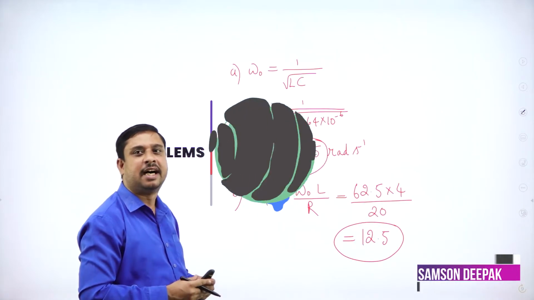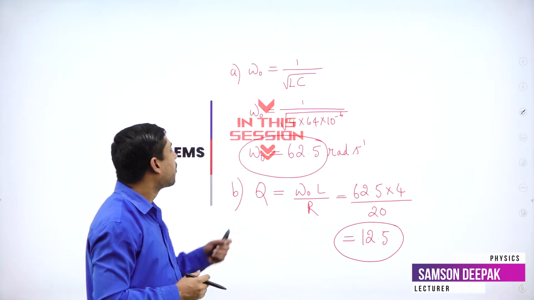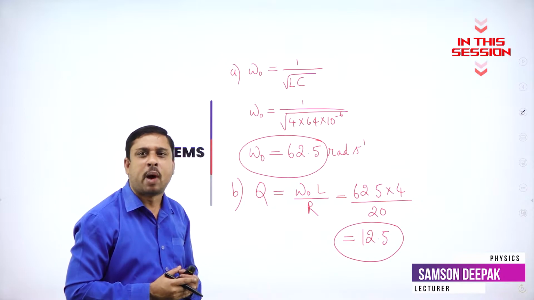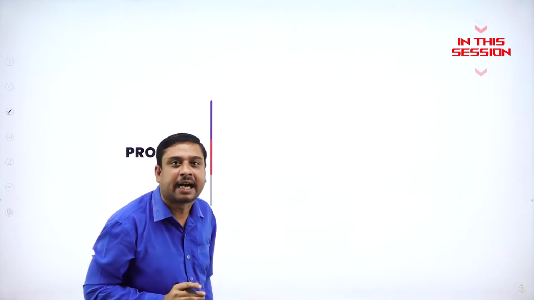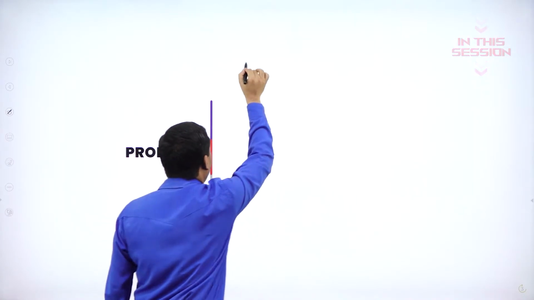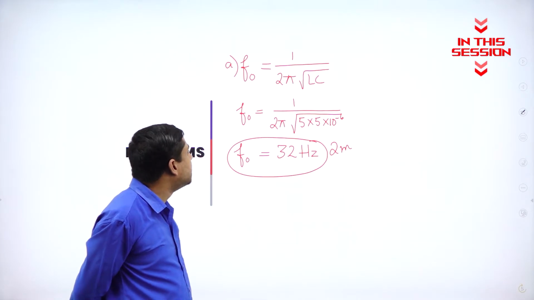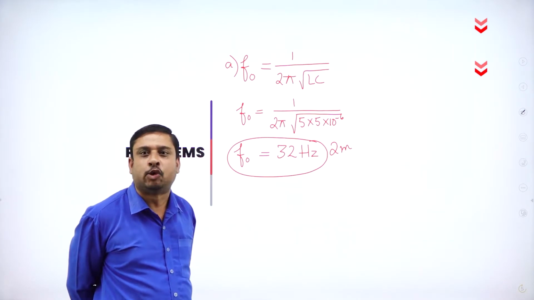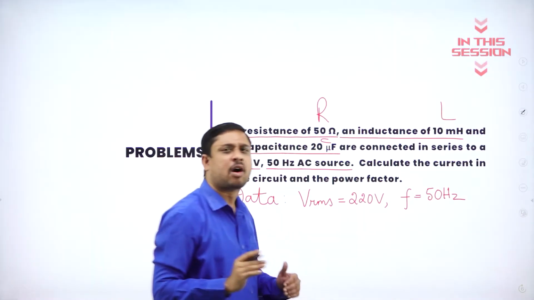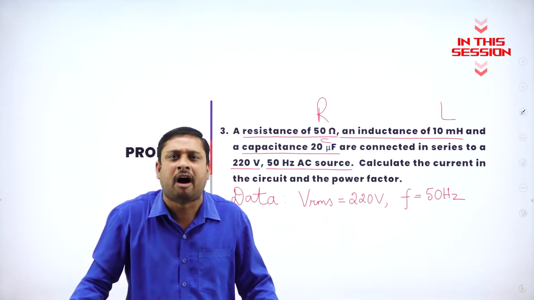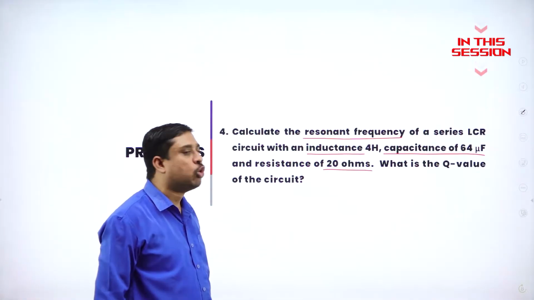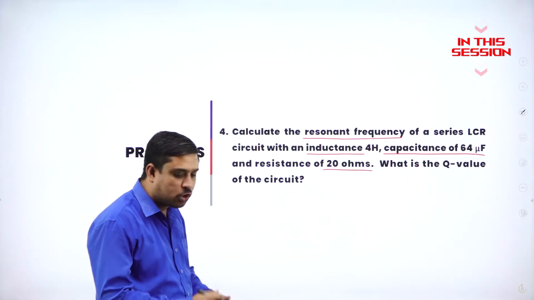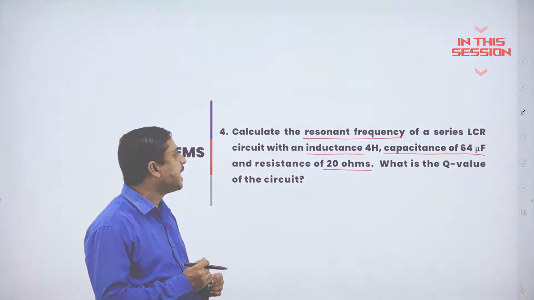A factor, a number. So Q is called the quality factor. I have to calculate self-inductance of the circuit. F0 turns out to be 32 Hertz. This is the common data that is given in the exam. I need to calculate resonant frequency.